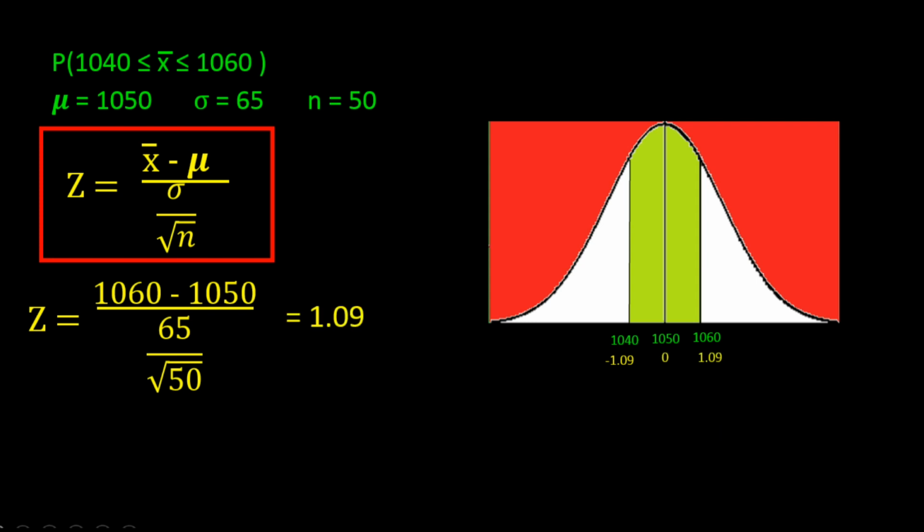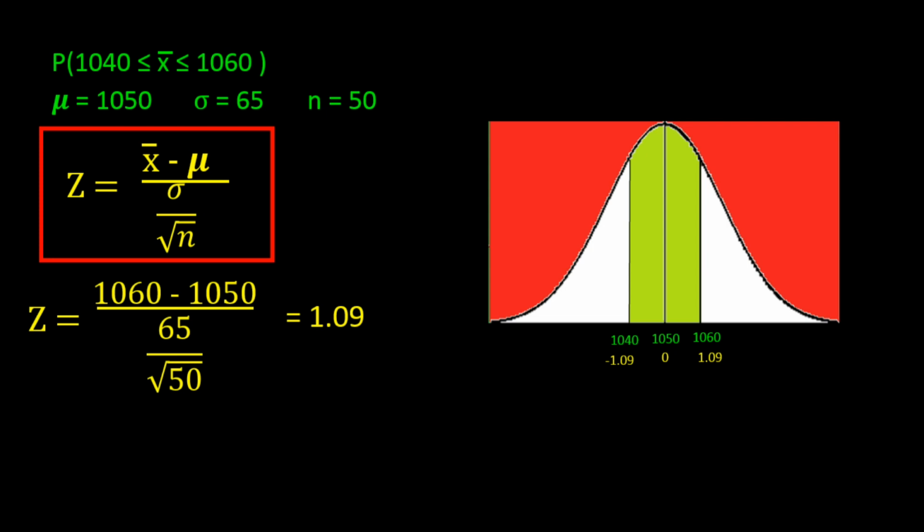And we can mark that off as well. What remains now is to look up this area in the z-table to determine the area under the curve between a z value of negative 1.09 and positive 1.09, which translates into x values of between 1,040 hours and 1,060 hours.